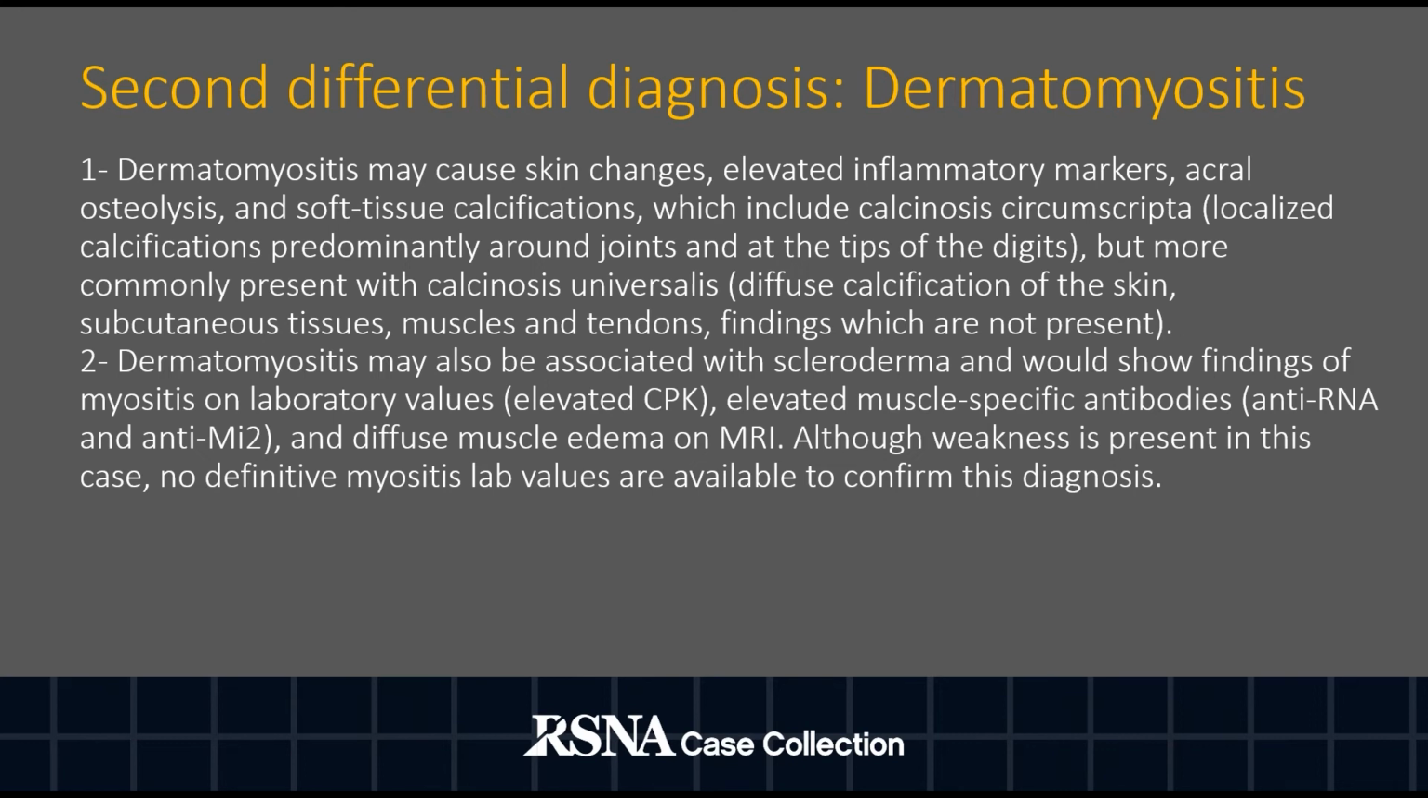Dermatomyositis may also be associated with scleroderma and would show findings of myositis on laboratory values, such as elevated CPK, elevated muscle-specific antibodies, such as anti-RNA and anti-MI2, and diffuse muscle edema on MRI. Although weakness is present in this case, no definitive myositis lab values are available to confirm the diagnosis.